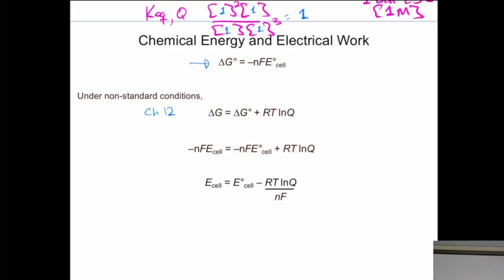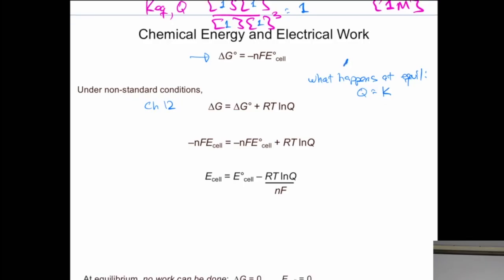And Q is just the reaction quotient. So this is nothing new, hopefully, to you. Who remembers what happens at equilibrium? Q is equal to K, so I'll tell you that much. But what happens to delta G? Not delta G naught. Delta G naught is always delta G naught. That's a standard value when everything's at 1 molar. But what happens to delta G at equilibrium?